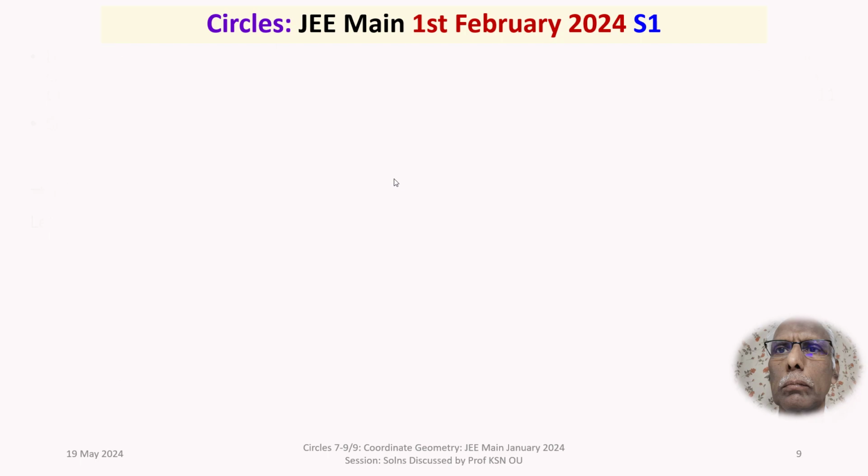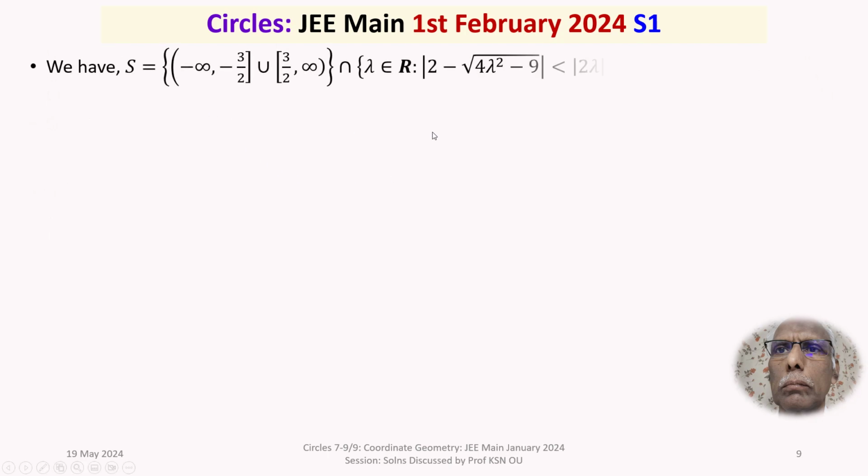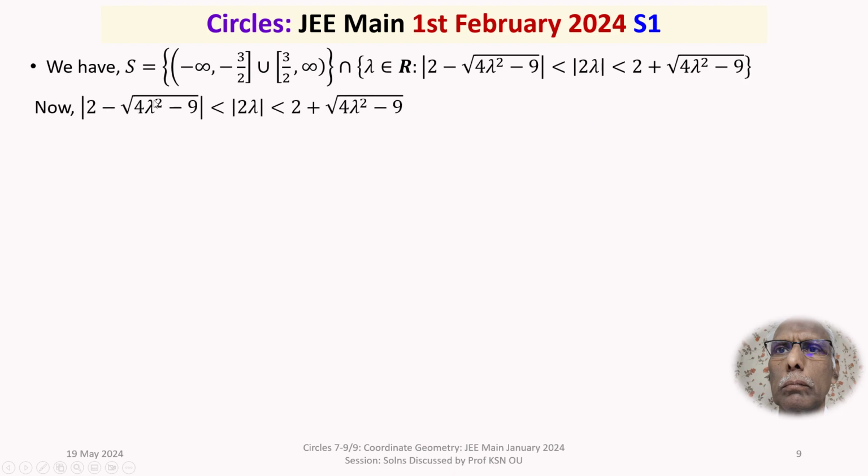Right. Our concern is to find S now. So S is this. So we take this second condition: mod of 2 minus under the square root of 4 lambda square minus 9 is less than mod 2 lambda, which is less than 2 plus under the square root of 4 lambda square minus 9.